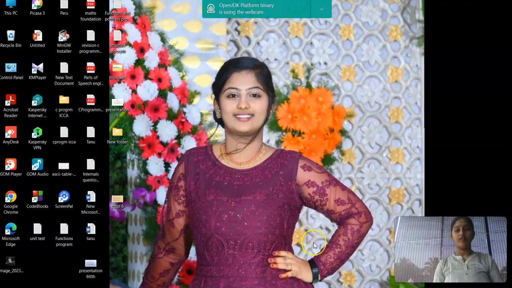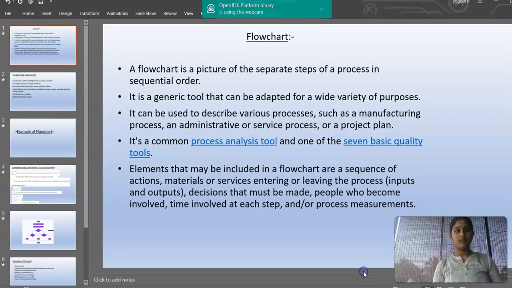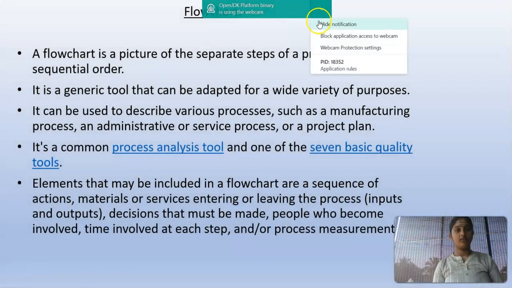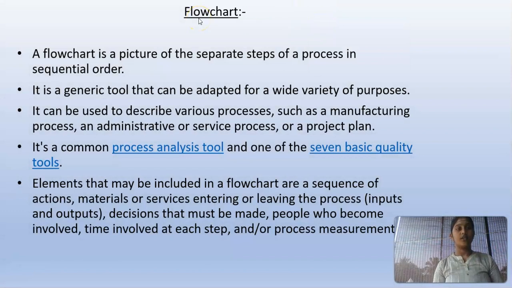Today's topic is flowchart and its examples. A flowchart is a picture of the separate steps of a process in sequential order. Processing in programming is to be done in sequential order, one by one.